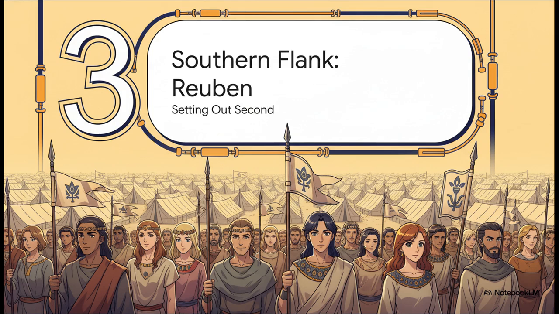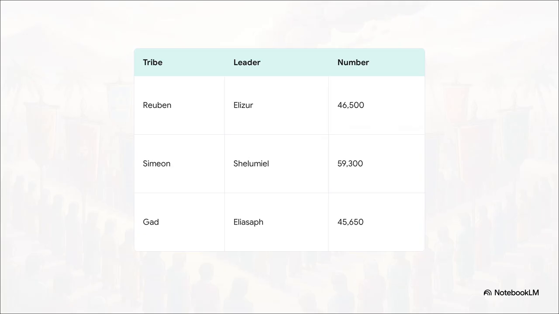Section 3, Southern Flank, Camp of Reuben. Now let's transition down to the south side of the camp to uncover the next layer of the blueprint. On the south side flies the standard of the camp of Reuben. It's kind of interesting. Reuben was the historical firstborn son, but here he is stationed on the south, not taking that lead east position. Reuben's tribe, led by Eliezer, which means my God is a rock, numbers 46,500 men.